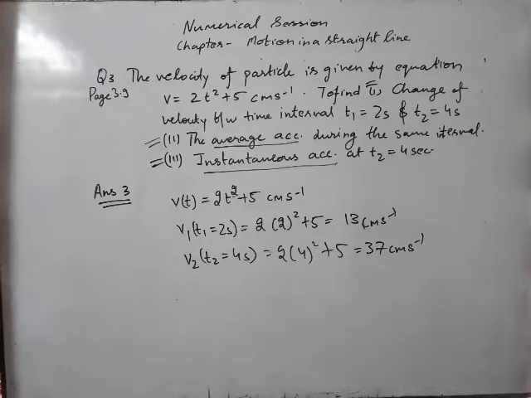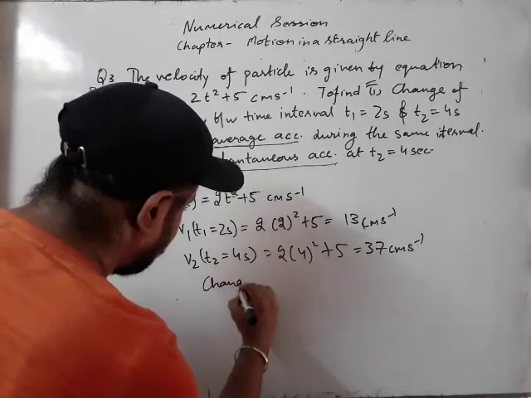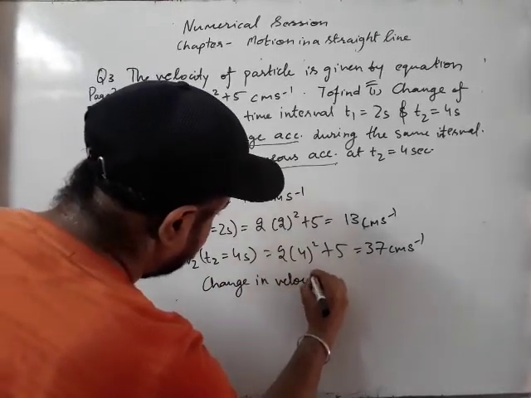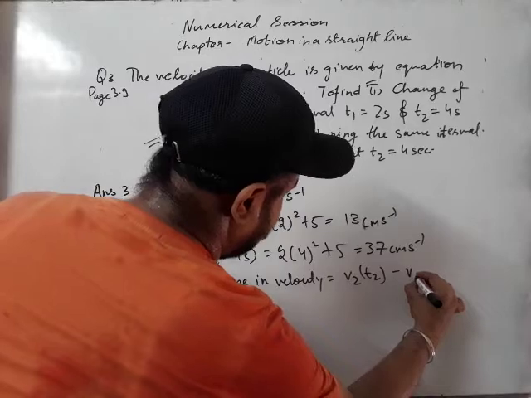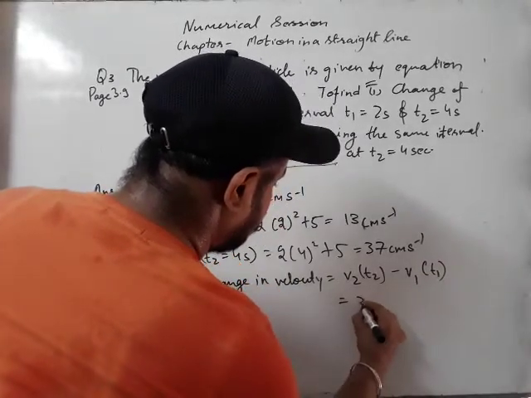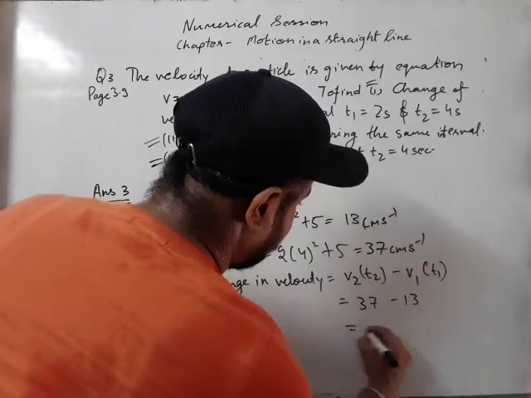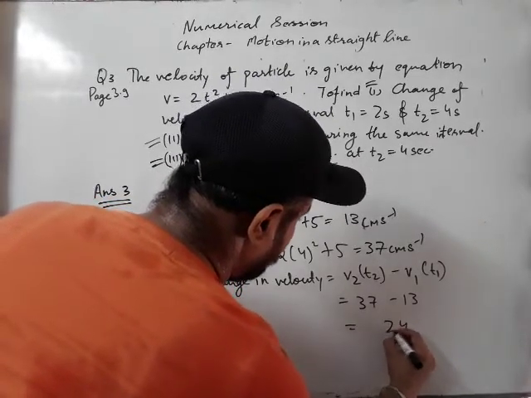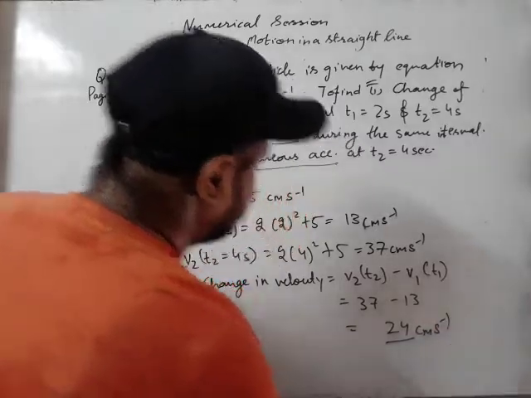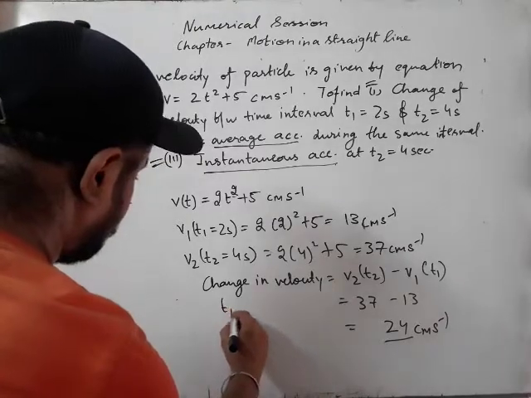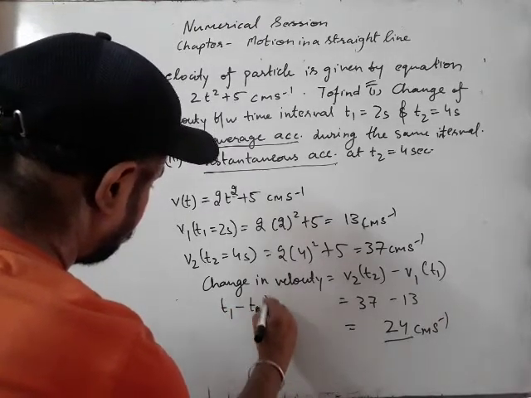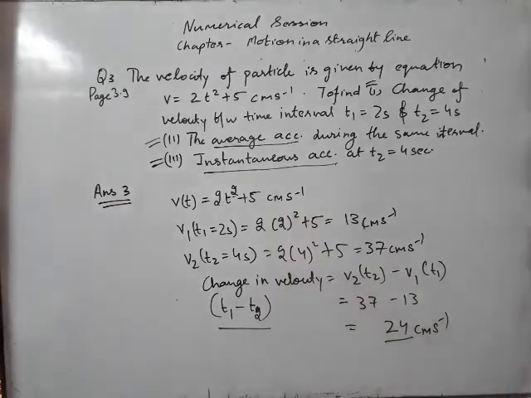Now in the first part we have to find the change in velocity. Change in velocity is given as v2 at t2 minus v1 at t1, that is 37 minus 13, which is 24 centimeter per second. That will be the change in velocity from the time t1 to t2. That is the first part. Now we will do the second and third part.